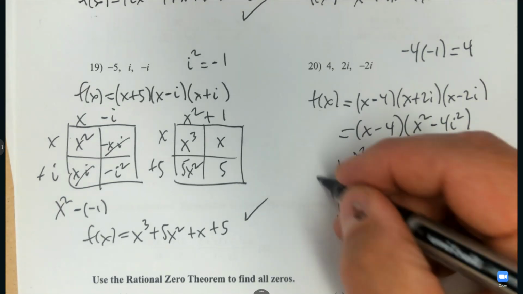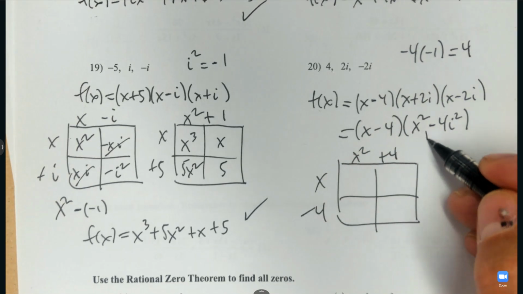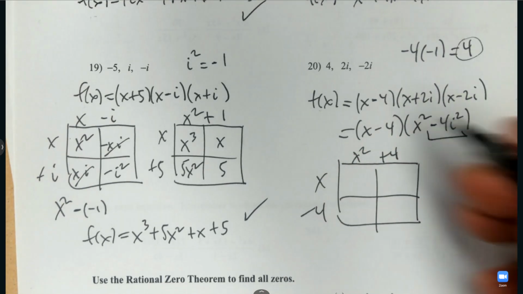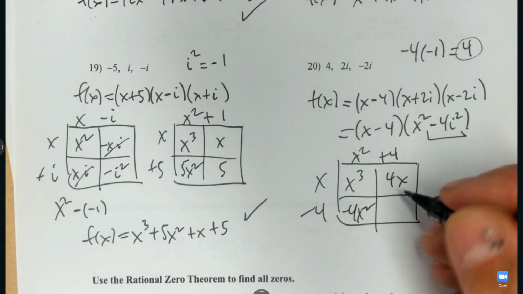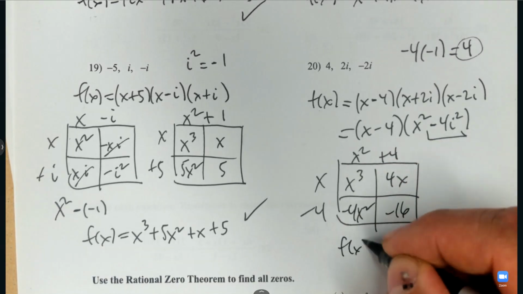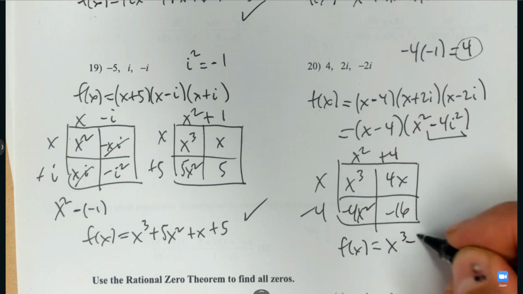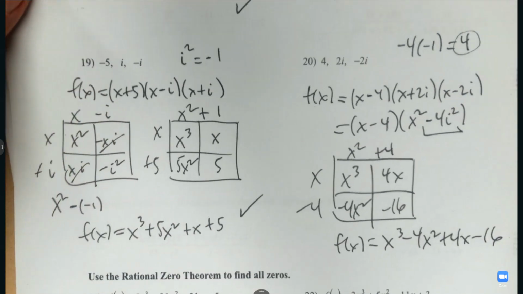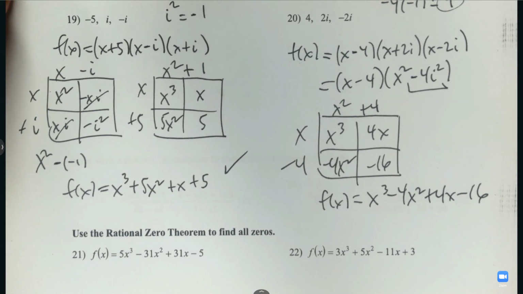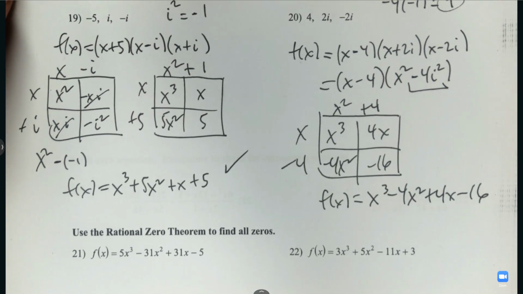And then x minus 4. So remember that this turned into positive 4, and then multiply it out. There's no like terms again. So your end answer from most powerful to the least powerful is x cubed minus 4x squared plus 4x take away 16.